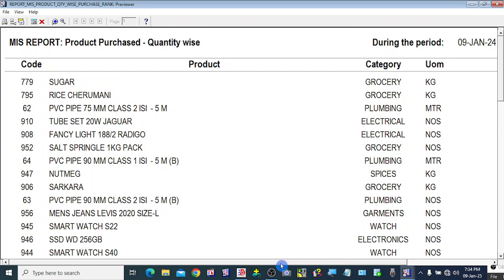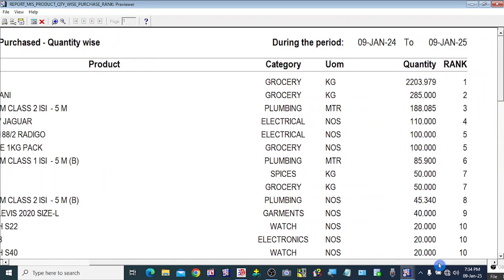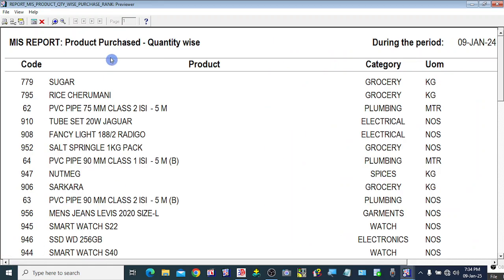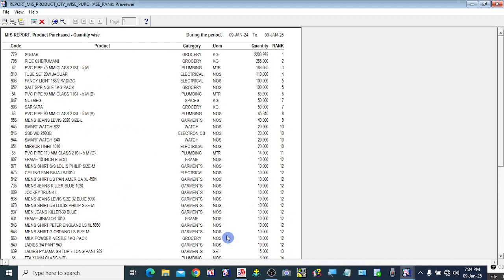The second product I have purchased in quantity wise is rice ceremony. Here we can see I have purchased 285 kg. So in this way also we can make an analysis during a specific period of time of which product I have purchased, and what are the top quantity purchased products, that we can easily understand with the help of this report.